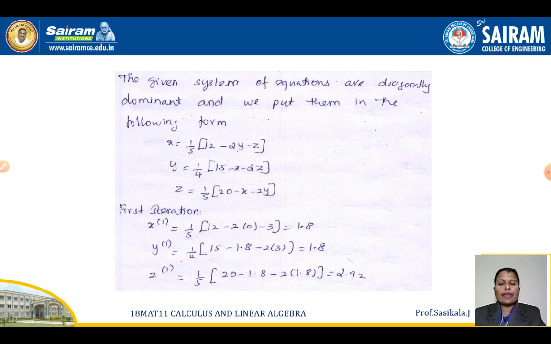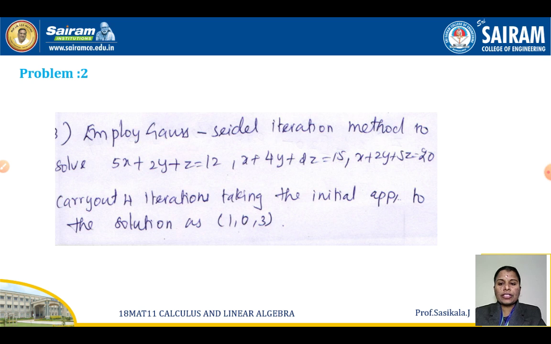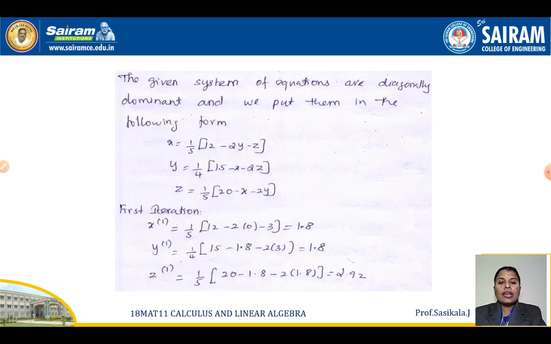What is the first step? We have to check it is diagonally dominant. As per the first question, it is already diagonally dominant. 5 is greater than 3, 2 plus 1 is 3. Similarly, 4 is greater than 3. And here also 5 is greater than 3. So it is diagonally dominant.